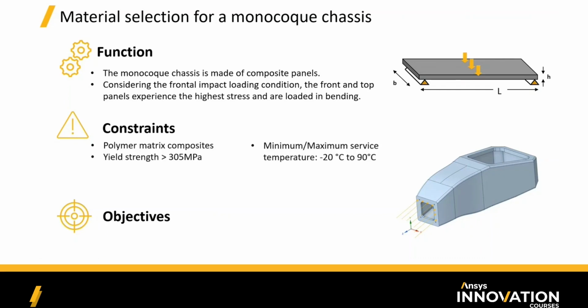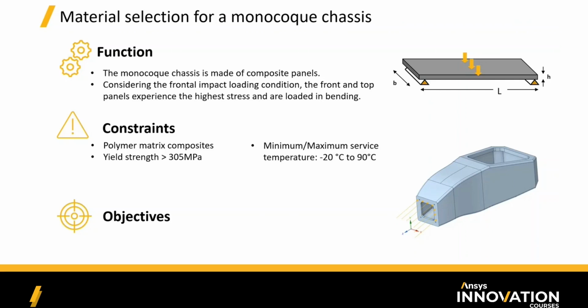In terms of the constraints, we have a couple of material attributes that would help us in narrowing down our pool of materials that we are selecting from. As an example, we're going to narrow down our selection of materials to only looking into polymer matrix composites. The rulebook of the Formula Student competition provides a minimum yield strength for the materials that will be used for the monocoque. As the minimum, we have 305 megapascal, which is coming from the rulebook.